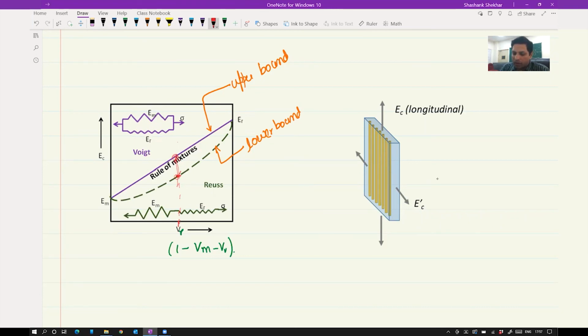So that completes our basic understanding, or introduction, of composites. And this also completes our Mechanical Behavior of Materials part 1 course.